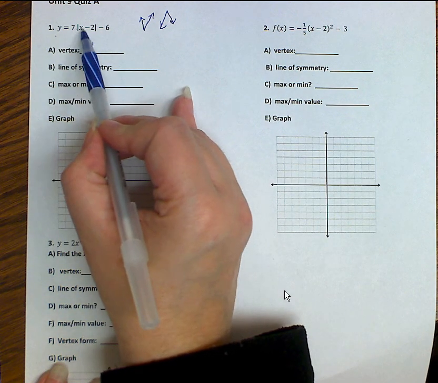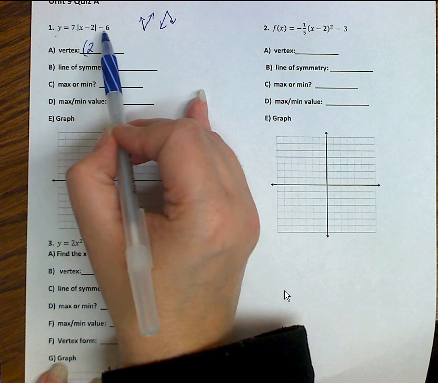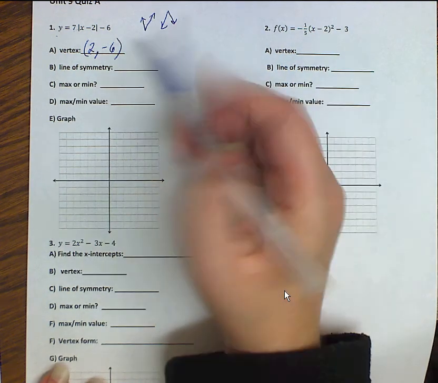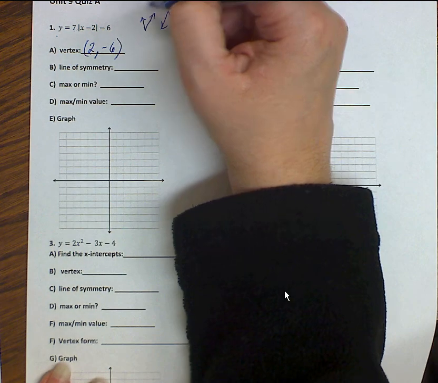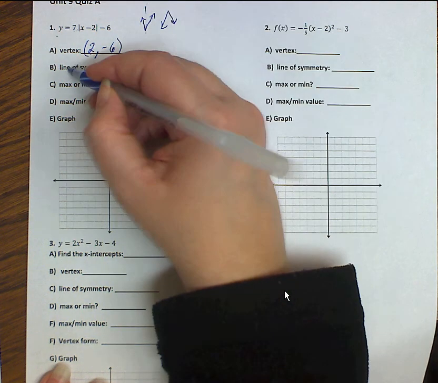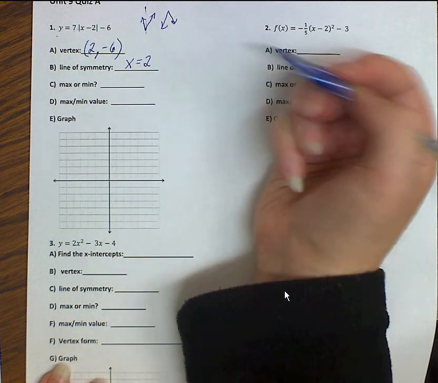So you have 2 minus 2 is 0. 0 times 7 is 0. Minus 6 is minus 6. That is your vertex. Your line of symmetry is where it is symmetrical on each side of the line. So it's always going to be a line, x equals your value there, so x equals 2.